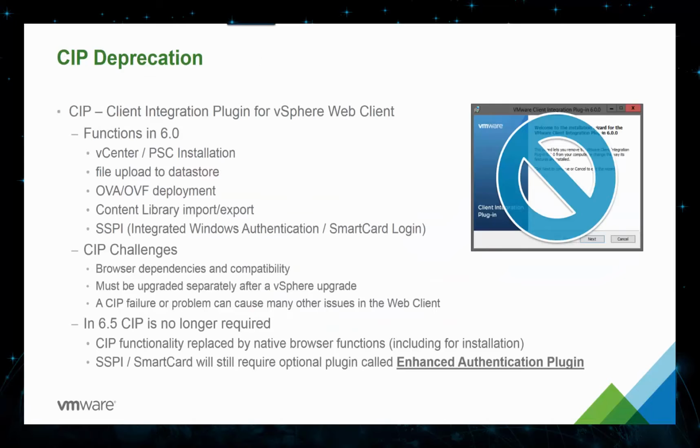As some of you may know or remember, the current vSphere web client requires the Browser Client Integration Plugin, or CIP. The CIP plugin was somewhat troublesome to work with and caused numerous issues, especially when deploying the vCenter Server appliance initially. It also had to be upgraded with each vCenter version update. Now with vCenter 6.5, it is no longer needed, as we're now using the native browser functionalities.